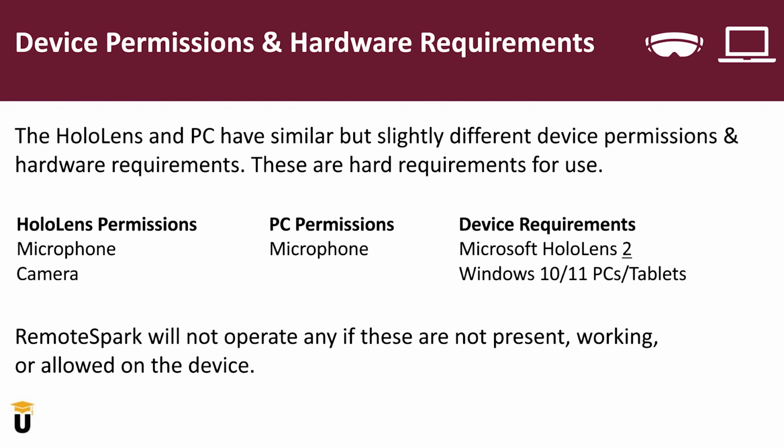As far as device permissions and hardware requirements go, PC and HoloLens have similar but slightly different requirements. The microphone is required on both. The camera is required on a HoloLens. We're only available on HoloLens 2. But we're also available on Windows 10, 11 PCs and tablets. RemoteSpark will not operate if any of these are not present, working, or allowed on the device.